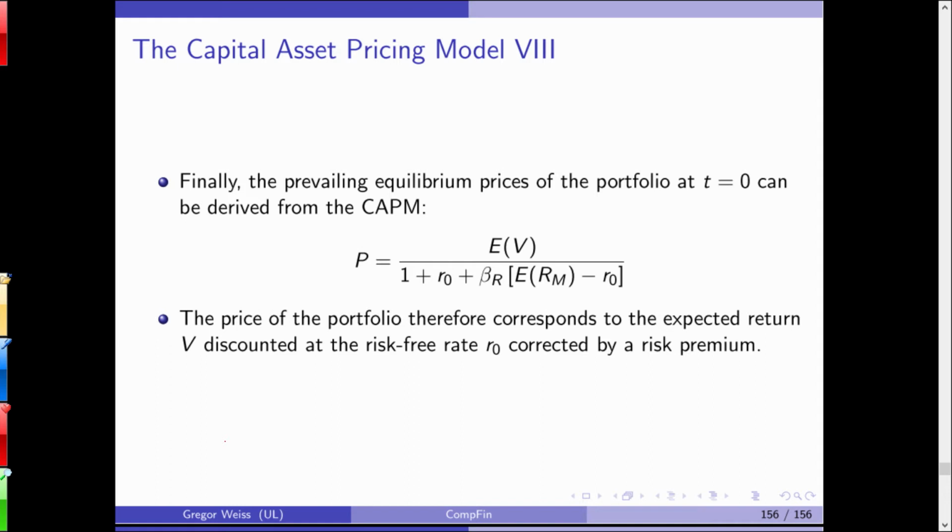And the price here is simply given by the expected value of the market divided by 1 plus the risk-free rate plus beta times the excess return on the market. So the price of the portfolio corresponds to the expected value V discounted at the risk-free rate corrected by a risk premium. So you have a risk-adjusted interest rate in this expression, and you use it for discounting the expected value of the portfolio.